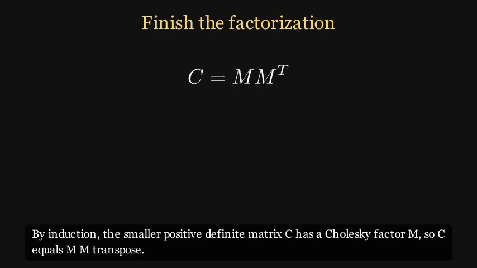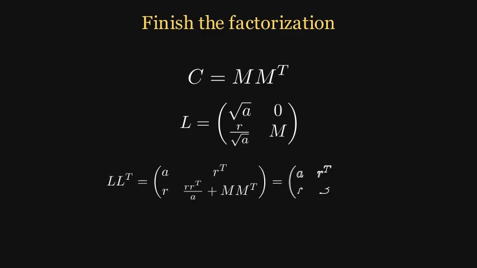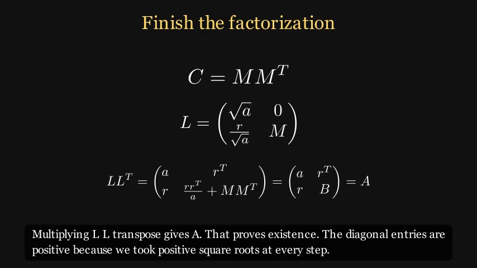By induction, the smaller positive definite matrix C has a Cholesky factor M. So C equals MM transpose. Insert M into the lower right block of L. The first column was already forced by the top left block and the vector R. Multiplying LL transpose gives A. That proves existence. The diagonal entries are positive because we took positive square roots at every step.